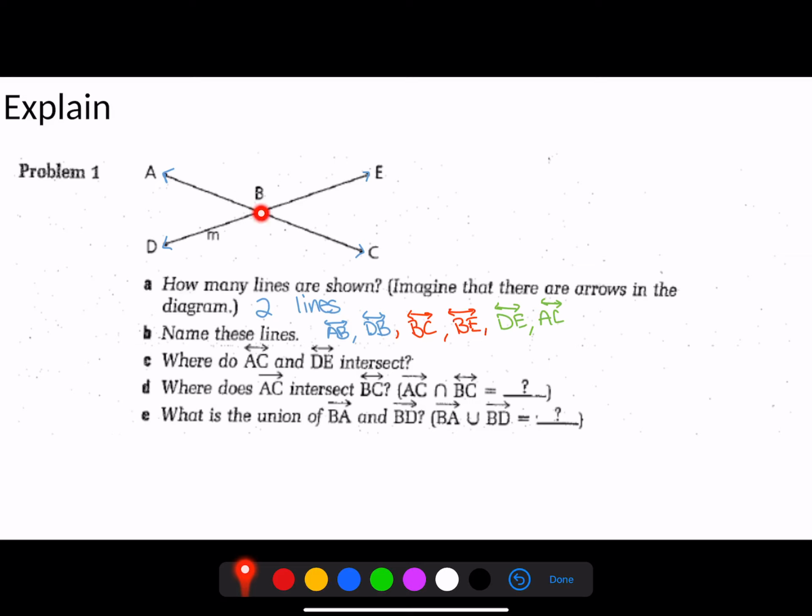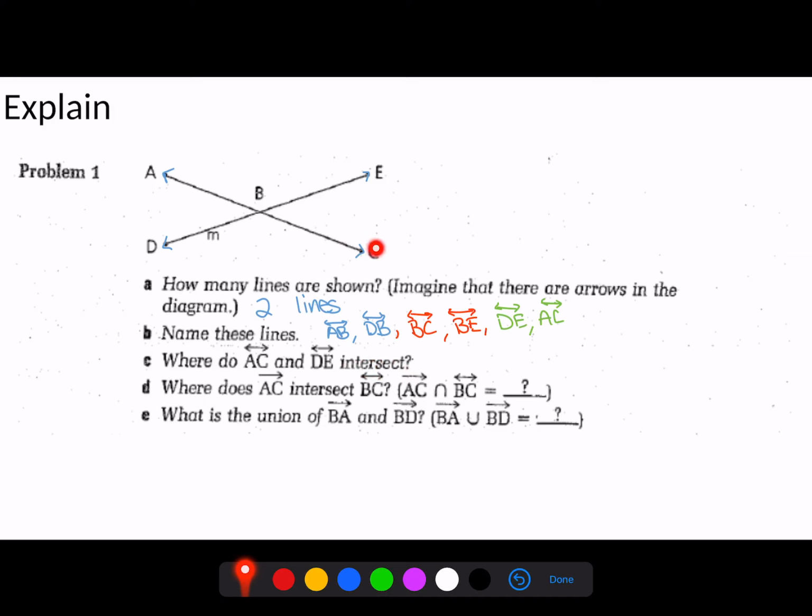So I can name those in multiple ways. If you name that line AB, line AC, line CB, or line CA, those are all fine. So again, AB, DB also works for one. I can name it BC, line BC, line BE, line DE, or line AC. So all these work. I tried to color coordinate a little bit to make sure that you guys can see where these names are coming from and how they relate to one another.